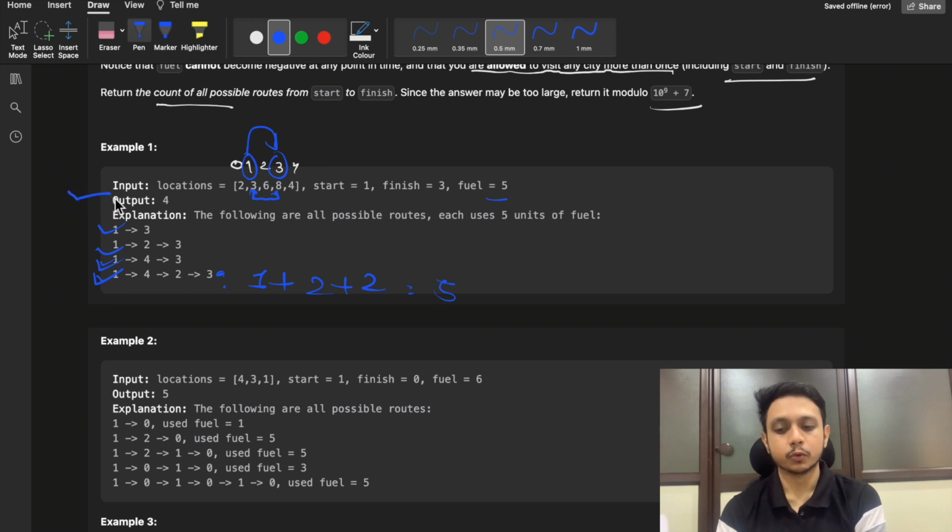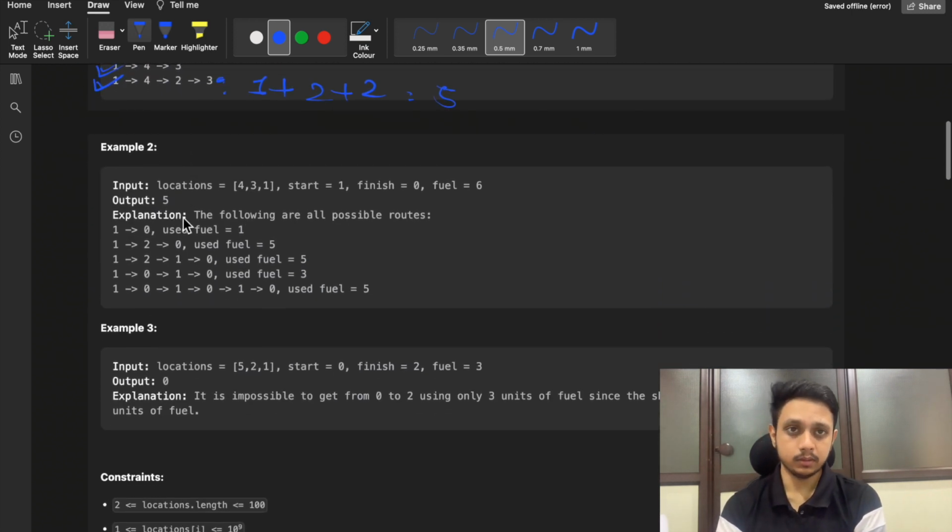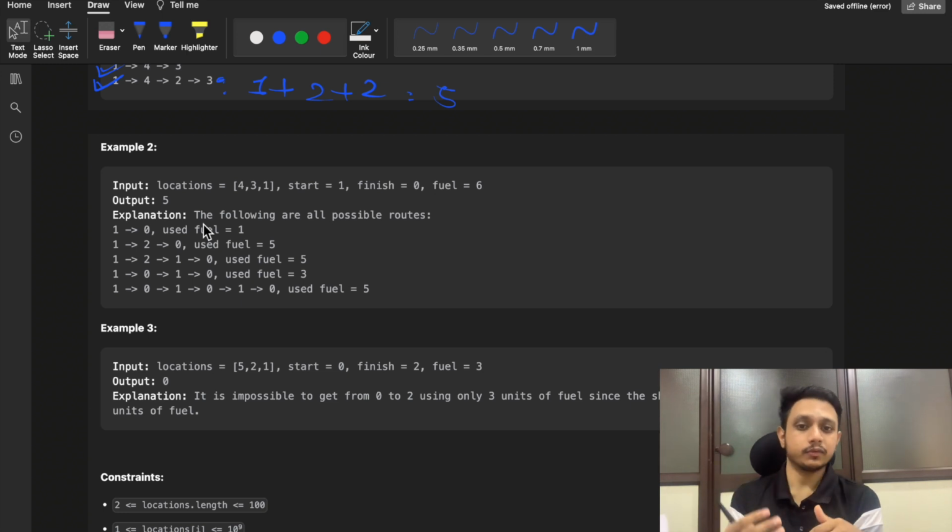So the total number of routes here is 4, and yeah, we have written 4. Okay, now taking a look at the second example, as we already discussed, we can traverse the same city more than once, so this concept or this condition is used here.